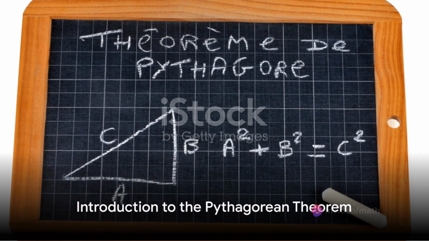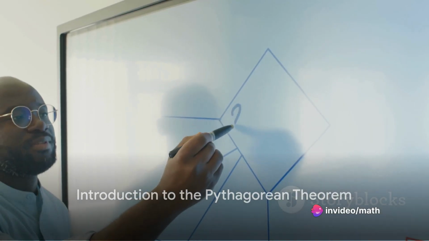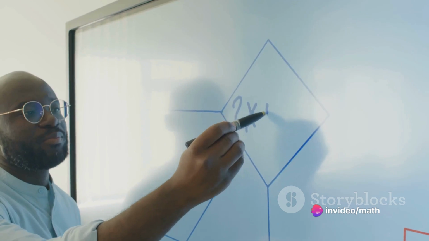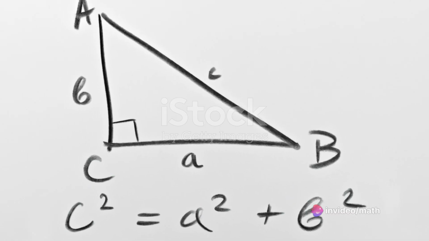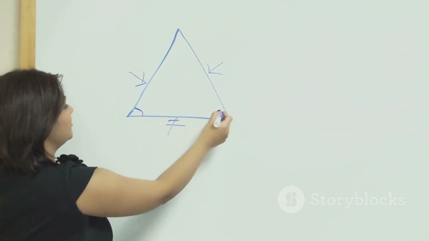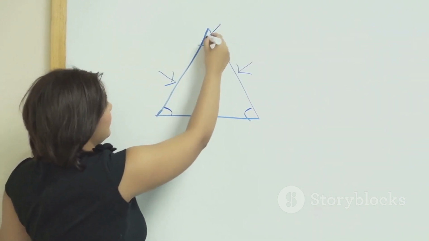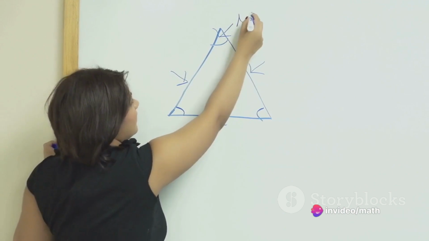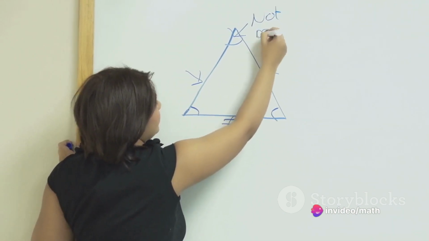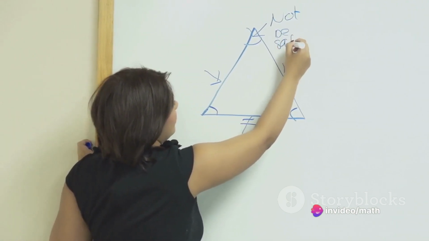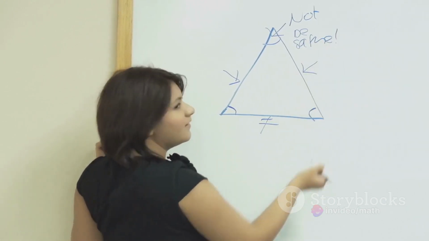Ever wondered how architects design buildings, or how GPS systems accurately track your location? These real-life applications, and countless others, owe their existence to a mathematical principle you may recall from your school days: the Pythagorean theorem. Take a moment to imagine a right-angled triangle. Picture it in your mind.